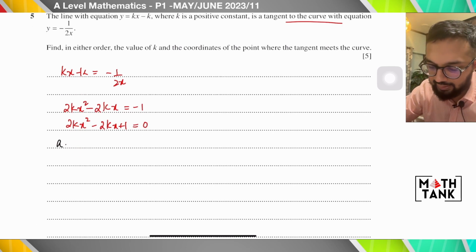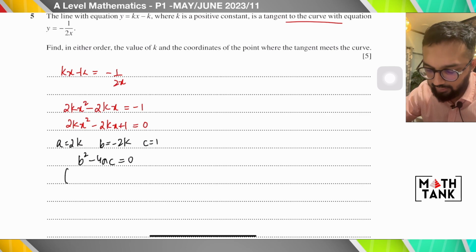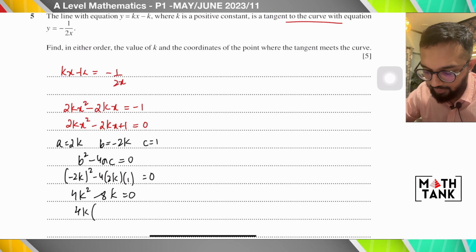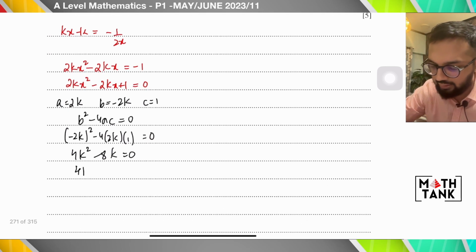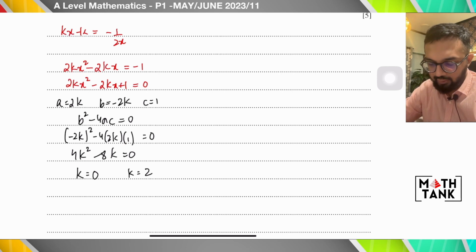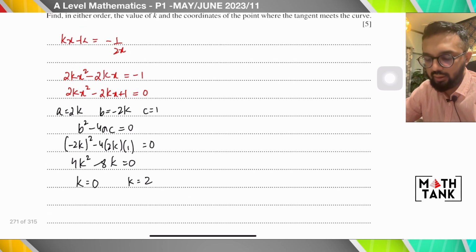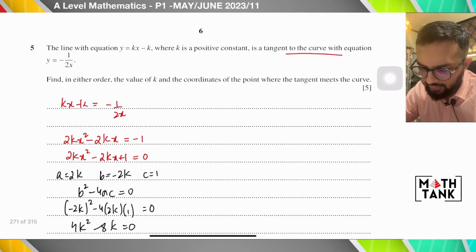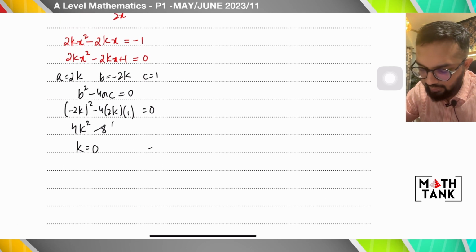And I'm going to pull out a, b, c and say that b squared minus 4ac equals 0. So minus 2k squared minus 4 times 2k times 1 equals 0. So 4k squared minus 8k equals 0. I'm just going to say that there are two roots from my calculator. k is 0 and k is 2. Yeah, okay, k should be 2. So I have k as 0. It says k is a positive constant, so it's only k equals 2.